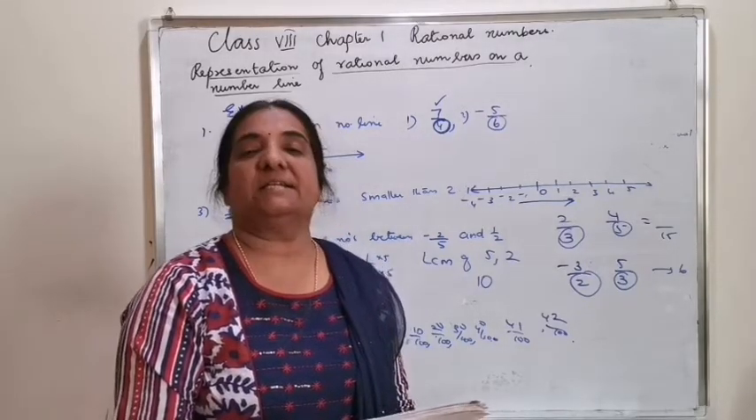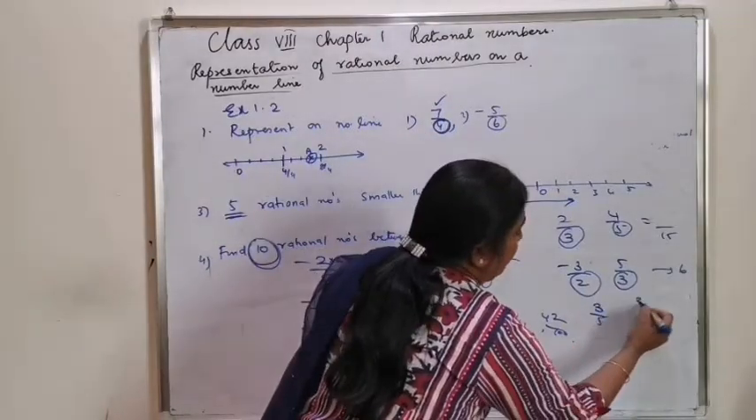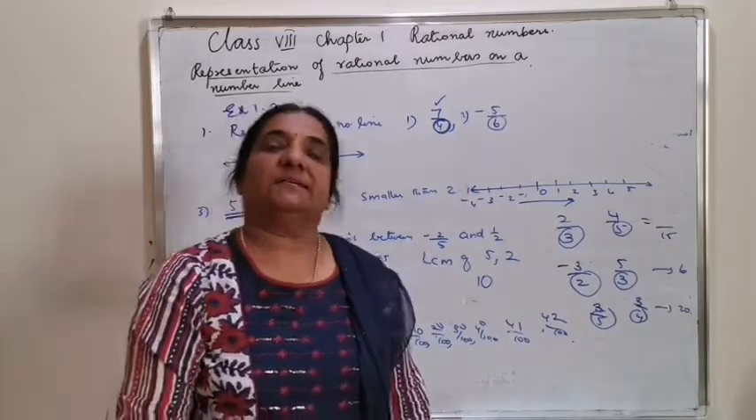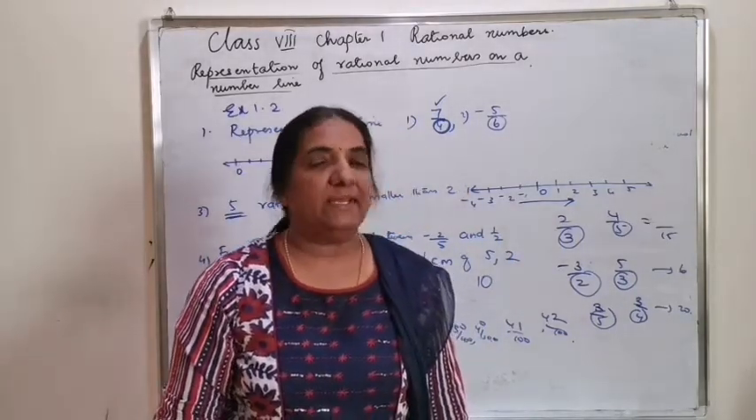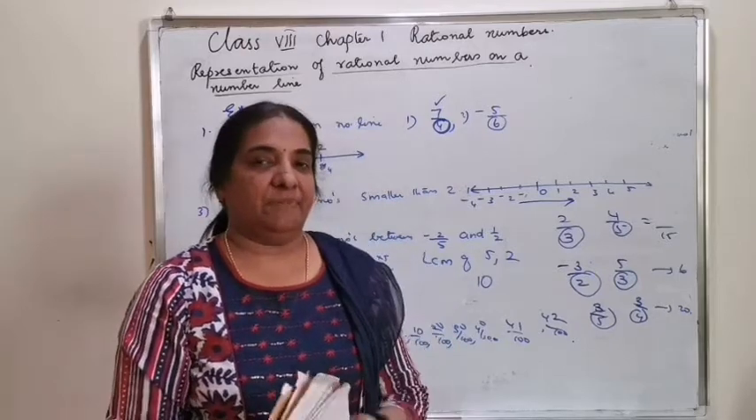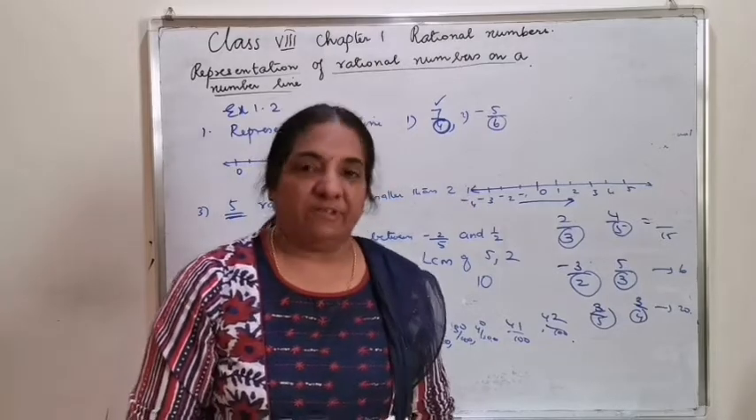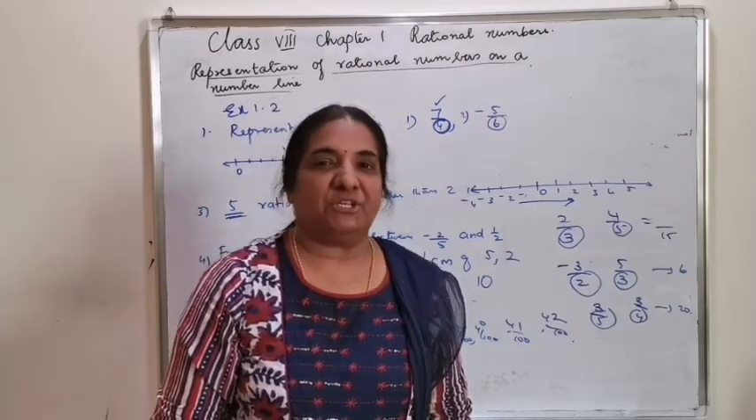Find 10 rational numbers between 3 by 5 and 3 by 4. Again, the LCM is 20. You can convert each rational number with the denominator 20 and write 10 rational numbers. As I told you, all your answers will be different. We will check only the method when the teachers do examination correction.